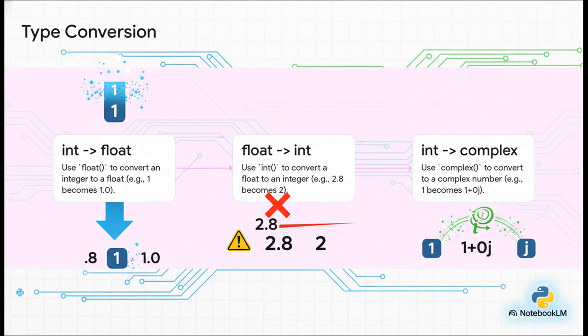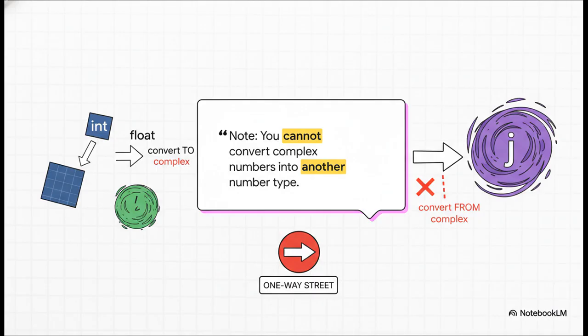And yeah, you can also convert numbers into complex types too. And this is a really important rule to remember. It's a one-way street when it comes to complex numbers. You can turn an int or a float into a complex number, no problem. But you can't go the other way. You can't convert a complex number back into a float or an int. And really, it makes perfect sense when you think about it. I mean, what would you do with that imaginary j part? There's just no place to store it in a simple integer.